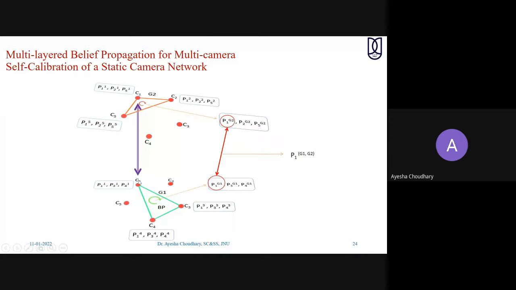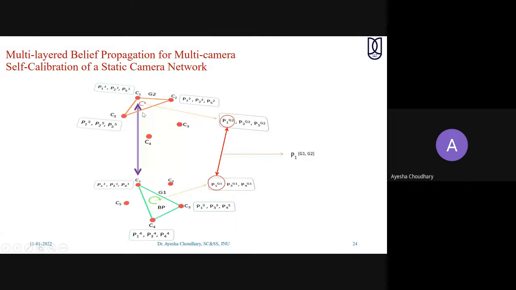Now if you look at it, this was a clique. C1, C2, C3, C4, C5 was also a clique, but here we are doing only computation between 3. Why? Because this is sufficient to be able to calibrate a bigger network. Now, once we do C1, C3, C4, we can similarly do C1, C5, C2 also. And over here also, we will come up with an estimate for each of the camera matrices at each of these nodes.